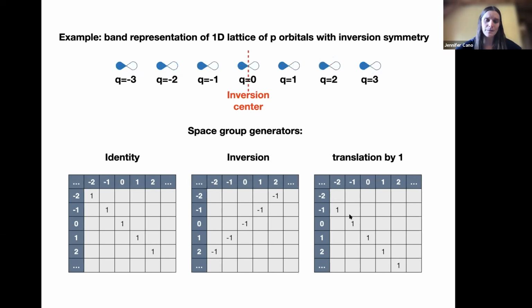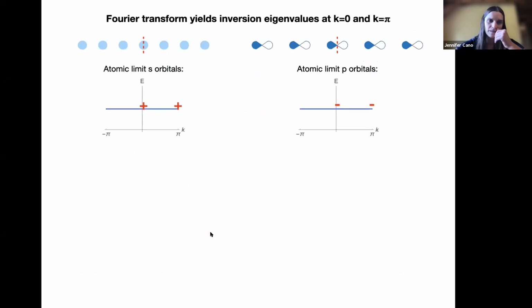We can do the same thing for p orbitals. The difference is that the inversion matrix has minus signs now. If we repeat this for these two examples we just discussed, the s and p orbitals, once we Fourier transform, we get inversion eigenvalues at k equals 0 and k equals pi. For s orbitals, they're both plus, and for p orbitals, they're both minus.